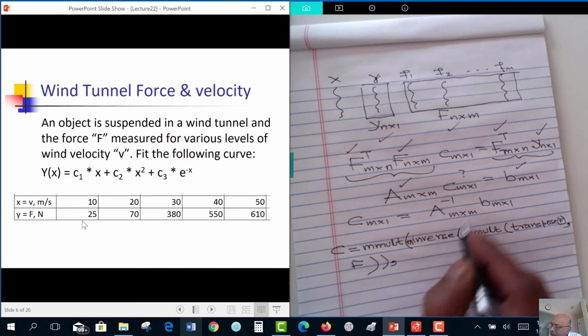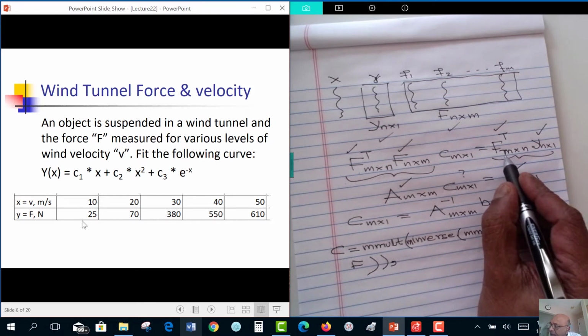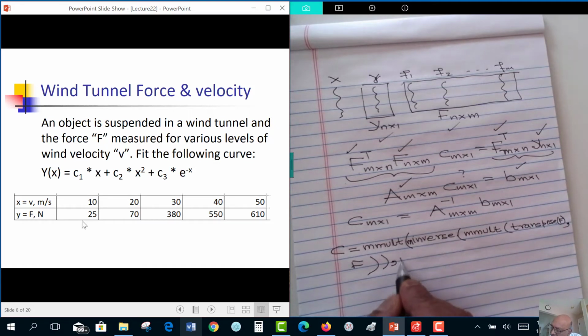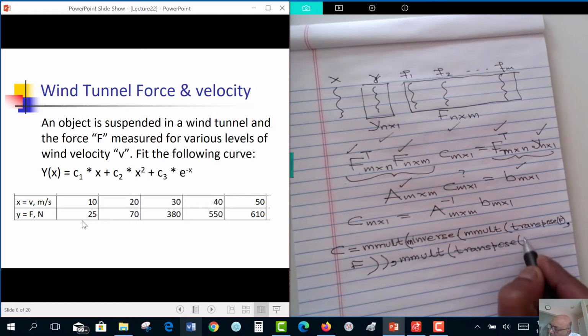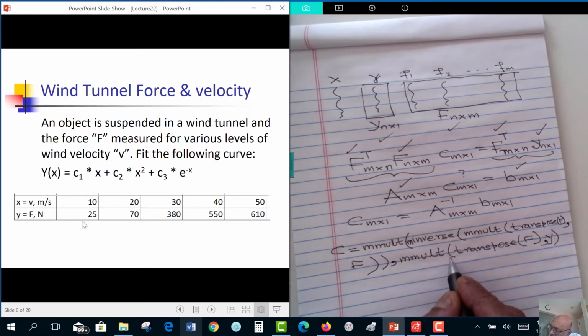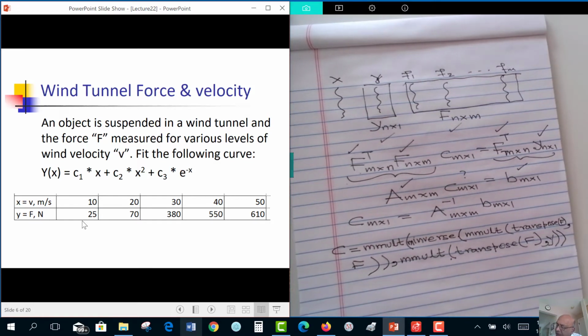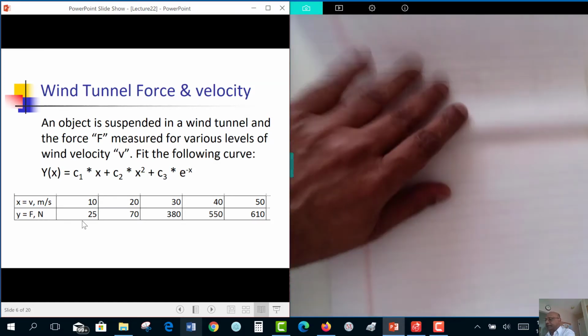And then we want to multiply it by B, which is the matrix multiply of transpose of F times Y. So close this parenthesis, and then we will close this parenthesis. So that must be our formula, right? Let's see, we'll apply it.